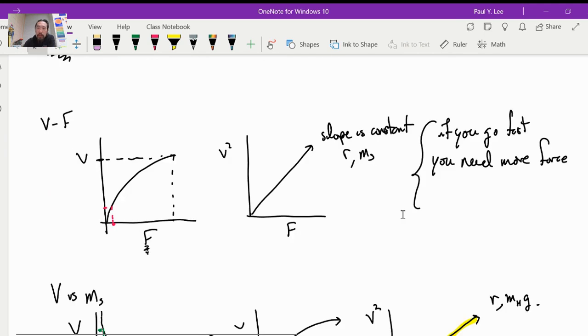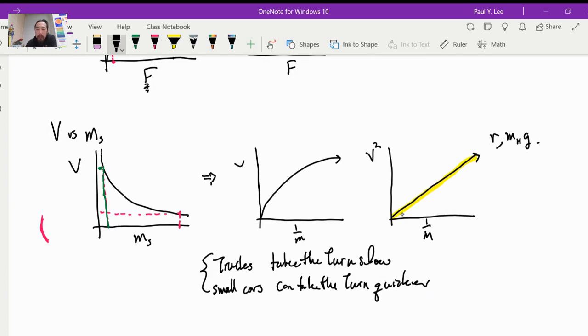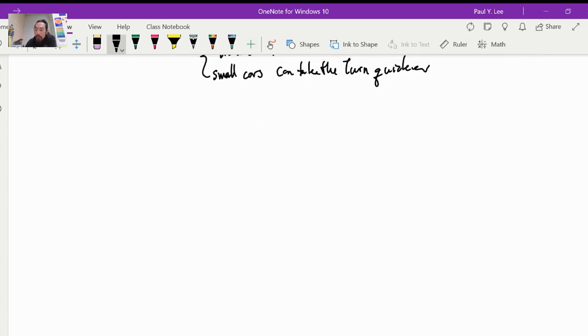So let me just write down the relationships up here. Go back to your papers. v squared is directly proportional to F. And for this relationship here, we can say v squared is directly proportional to the inverse of m. Now we've got to come up with a generalized formula. The general mathematical formula shows us that v squared is directly proportional to r, v squared is directly proportional to F, and v squared is directly proportional to 1 over m.